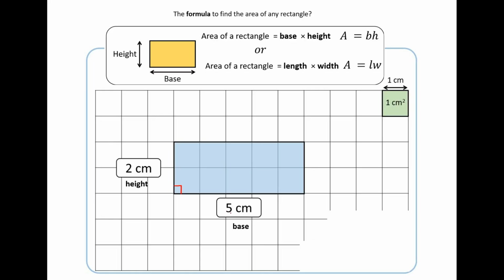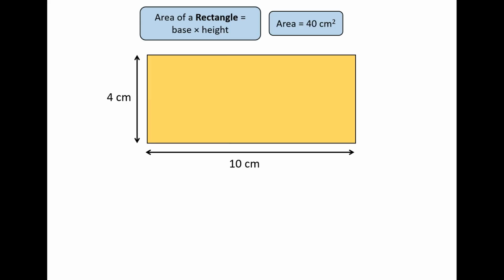Now in this case, I just compute base times height, as you can see here. So 5 times 2 is going to be equal to 10 centimeters squared. Okay, now we're going to move on to parallelograms. First things first, recall that the area of a rectangle is base times height. So I have my base here, which is 10, and my height, which is 4.